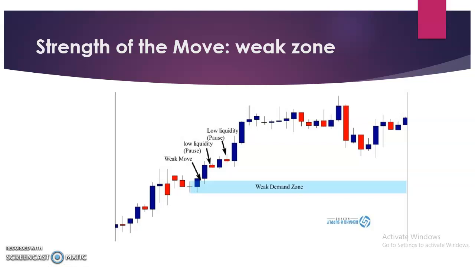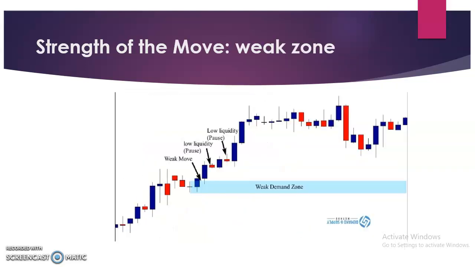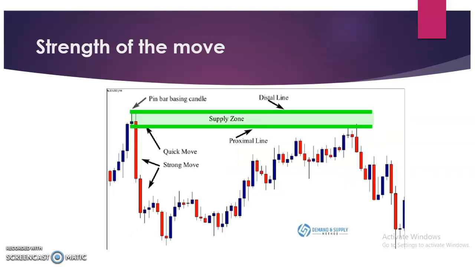Why? Because you can't see the footprint of institutions around that particular place. So there's every likelihood that that zone is going to fail. So let's move on to another strength of the move.